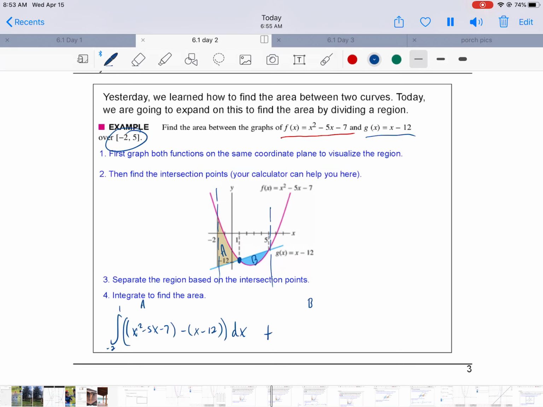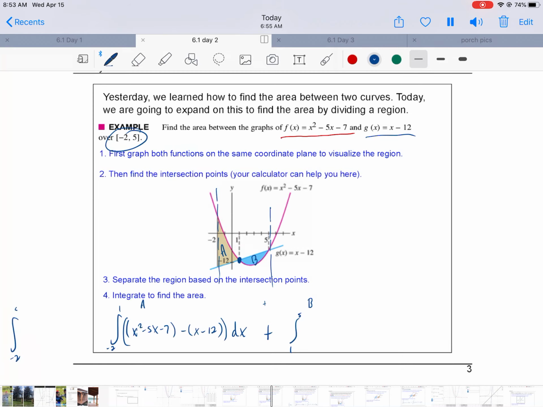Plus, region B, the second space, goes from 1 until 5. There's no break in this graph, right? There's no break in this integral. We end with 1 in region A and we pick up again with 1 in region B. But now the line is above the parabola. So we have x minus 12 minus x squared minus 5x minus 7. Okay, and again, this is equivalent to the entire space from -2 until 5, like I was saying. We took one space and we broke it up into two adjacent integrals.